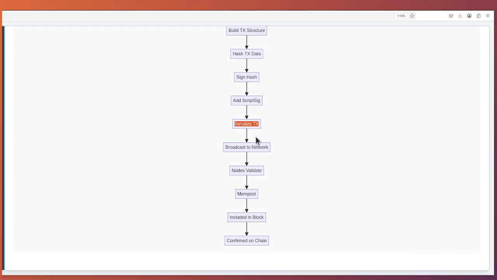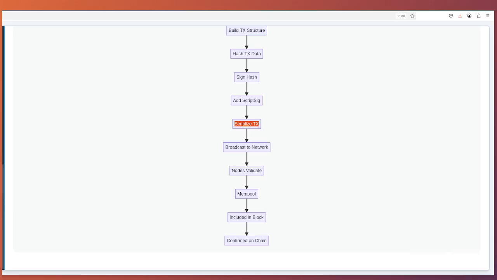The serialized transaction is then hashed with double SHA-256 to create the transaction ID, which is a unique identifier for this transaction. This transaction ID is what will be used in future transactions that spend outputs from this transaction.